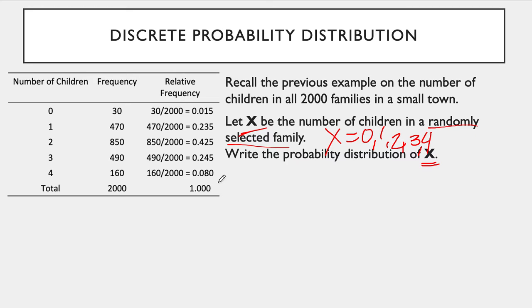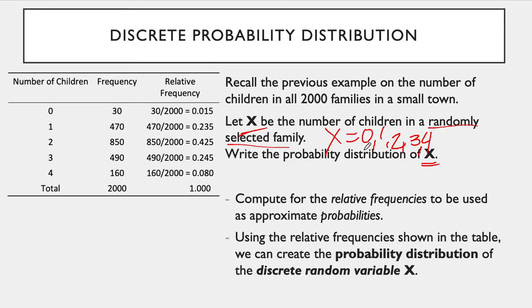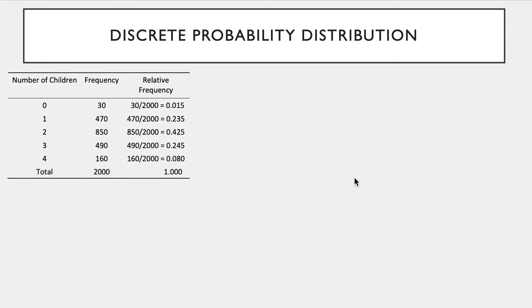So how do we get the probabilities? The relative frequency somehow represents the probability, so we compute the relative frequencies to be used as our approximate probabilities, and we already have that. When the relative frequencies represent the population, they give the actual or theoretical probabilities of outcomes. Using the relative frequencies shown in this table, we can create a probability distribution of the discrete random variable big X, or simply the discrete probability distribution. Let's try to create one.